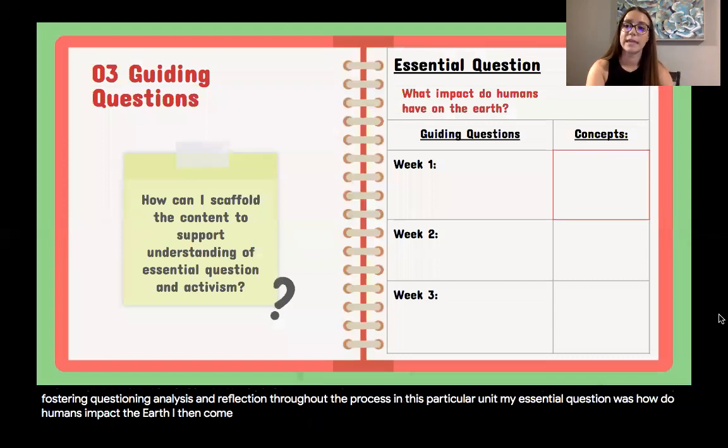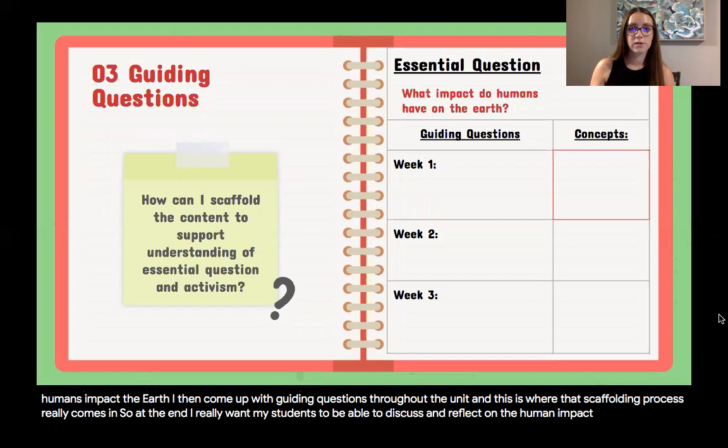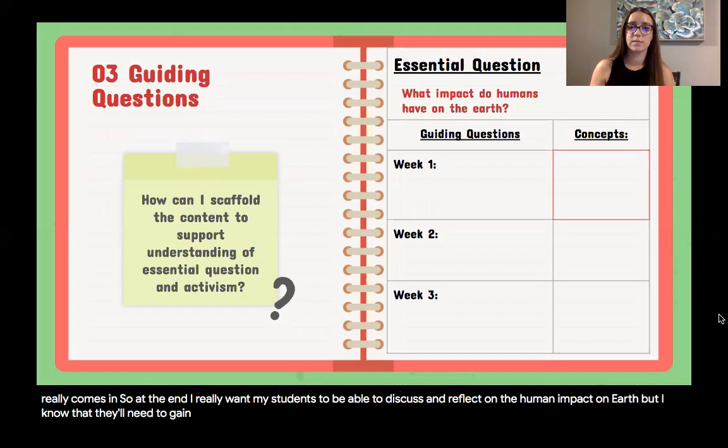I then come up with guiding questions throughout the unit, and this is where that scaffolding process really comes in. So at the end, I really want my students to be able to discuss and reflect on the human impact on Earth, but I know that they'll need to gain some knowledge along the way in order to do that.